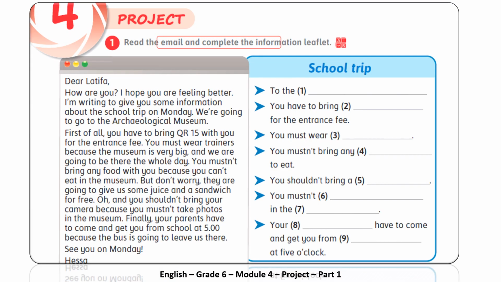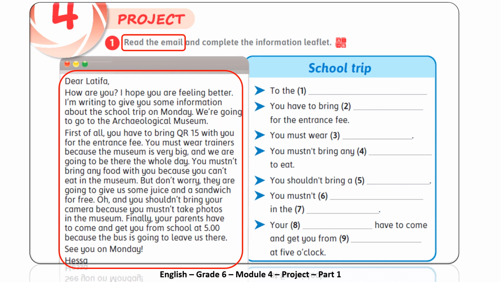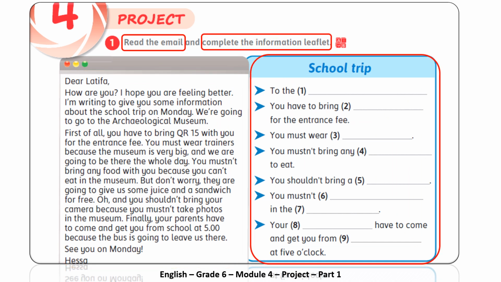Exercise 1. Read this email and complete this information leaflet. As you can see, this email is written by Hessa to Latifa. So let's go to the leaflet to see what information we need to bring from Hessa's email.